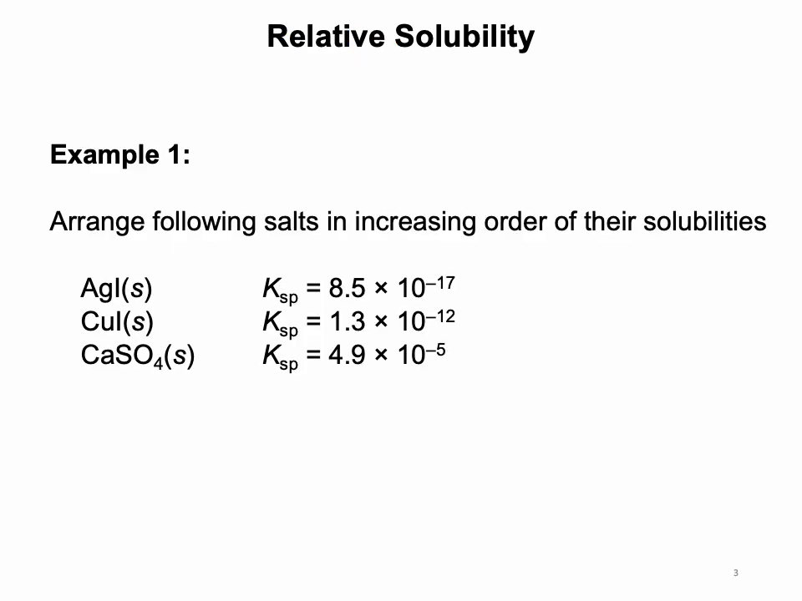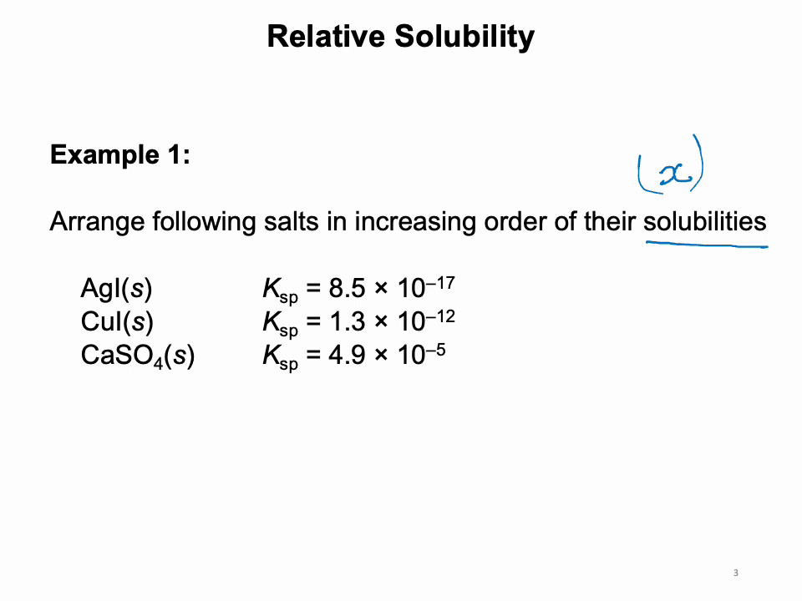For instance, if we look at this question, arrange the following salts in increasing order of their solubilities. So these are the three salts given to us. Their Ksps are given to us. The question is asking, arrange them in increasing order of their solubility, meaning increasing order of their X. So first we need to write the lowest, then greater, then the greatest of them all. So which one's the least soluble? The one that has the least X.